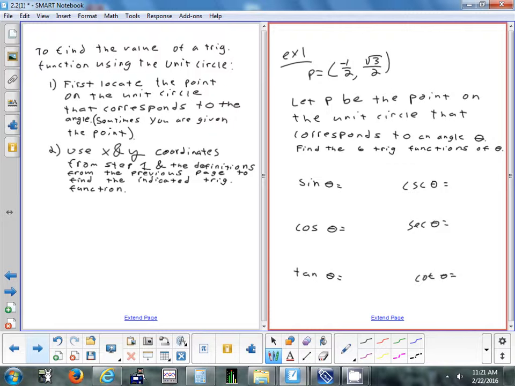So the first example says you have the point -1/2 comma square root 3 over 2. That's a point that represents some angle on the circle. In this problem, we are never going to know what the angle is. We don't need to. All we're going to do is describe 6 things about the angle: the sine, the cosine, the tangent, the secant, the cosecant, and the cotangent.